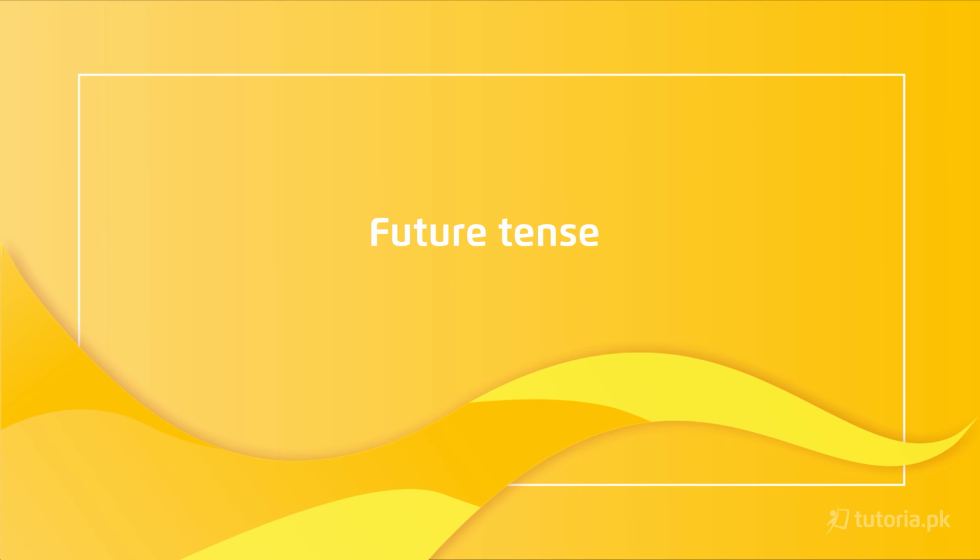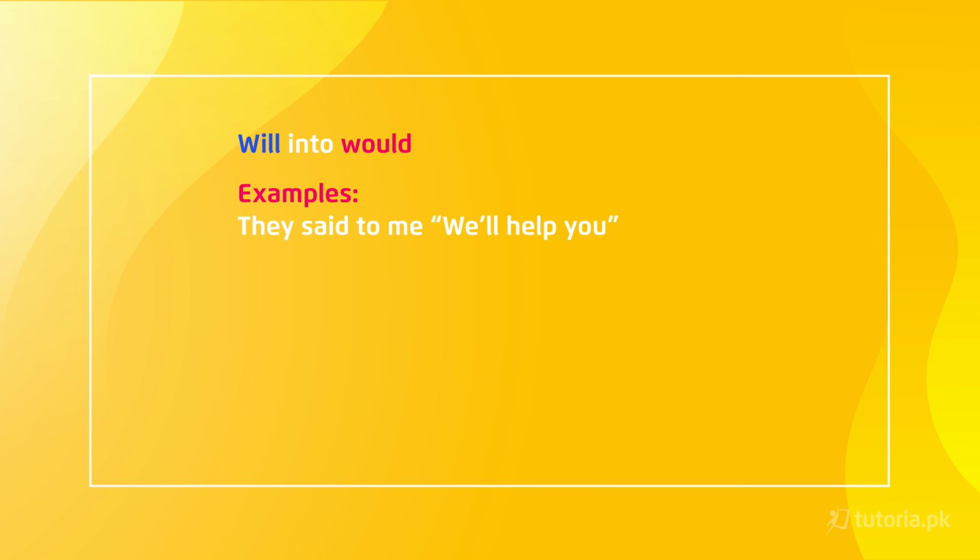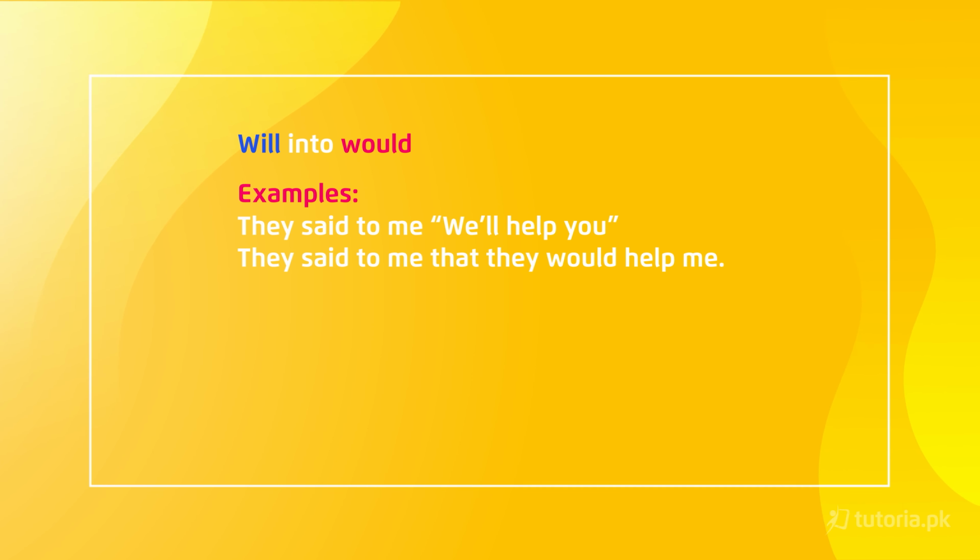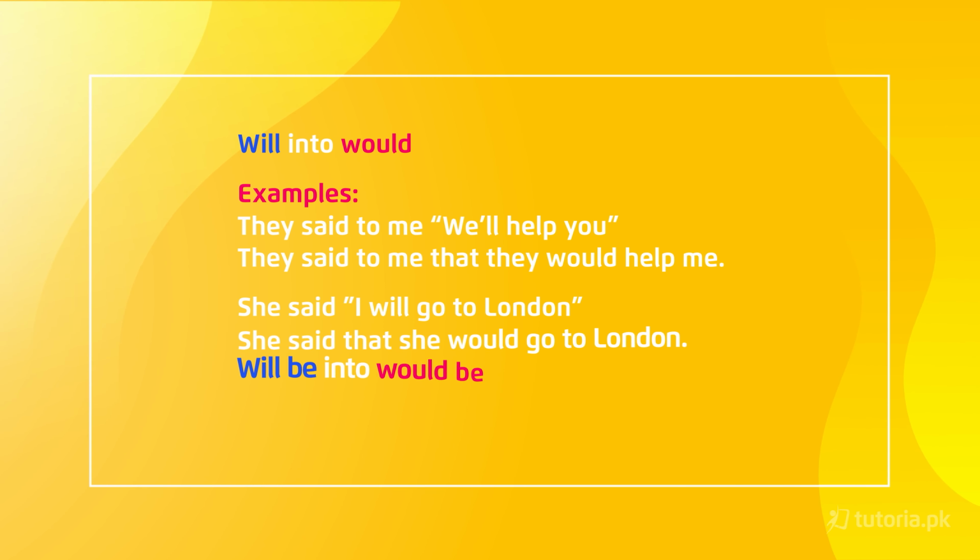Coming towards the last tense, which is future tense, future simple se start karenge kyunki future simple mein will use hota hai. To will hamesha, student, jab hum indirect speech mein agar koi sentence simple future mein hai to jab wo indirect mein convert hoga jo will jo hai wo change ho jayega would mein. Aapko example se zyada achhe se samajh aayega. Let's take an example, they said to me, we will help you. When we convert this sentence into indirect speech it will become they said to me that they would help me. Take another example, they said, I will go to London. She said that she would go to London.